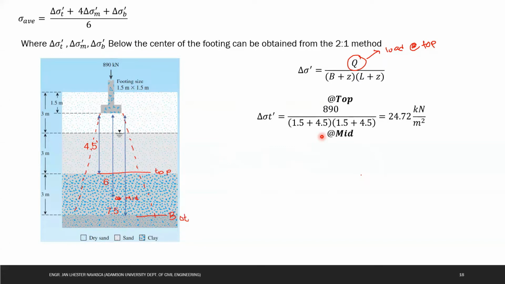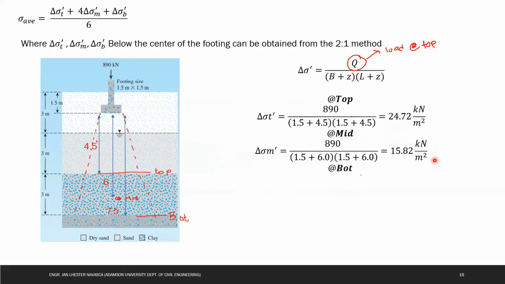Then at the middle of the clay layer, that is 6 meters below the bottom of the footing. So delta sigma prime M, so the load at top is 890 over B plus Z, but that is 1.5. Your Z is 6 meters, multiplied by 1.5 plus 6 meters. Again, you have 15.82 kilonewton per square meter.